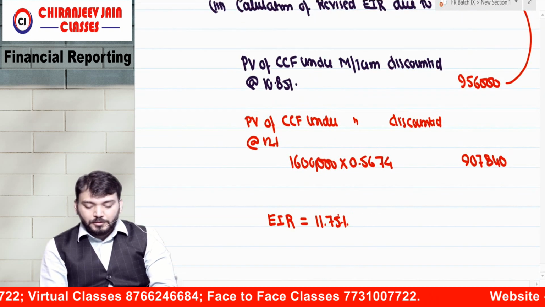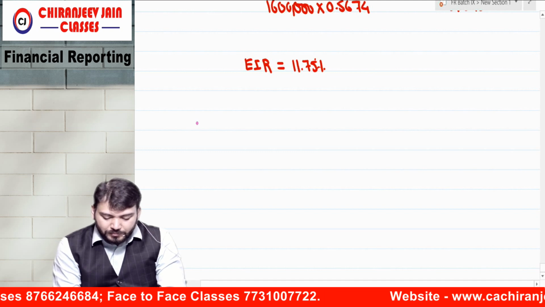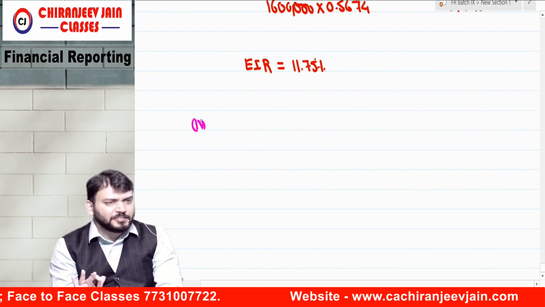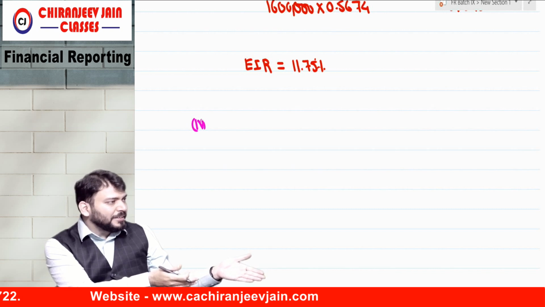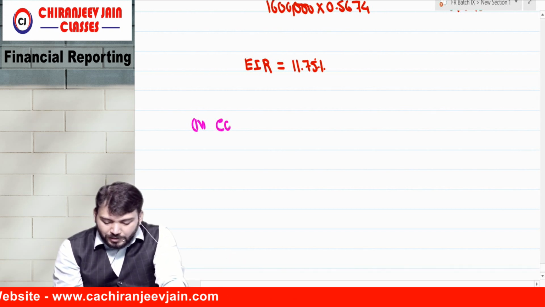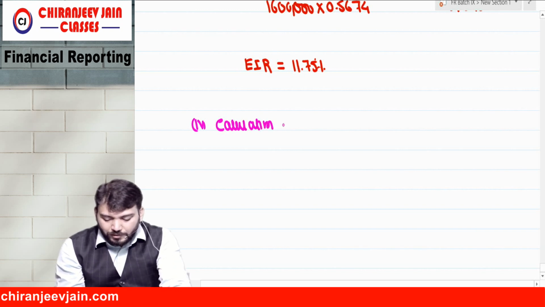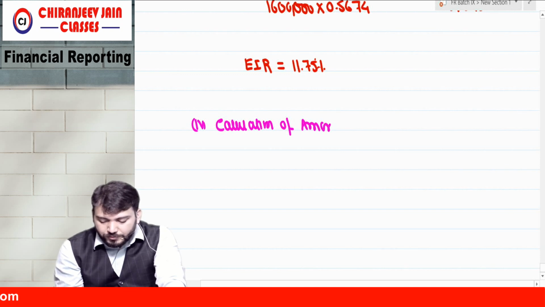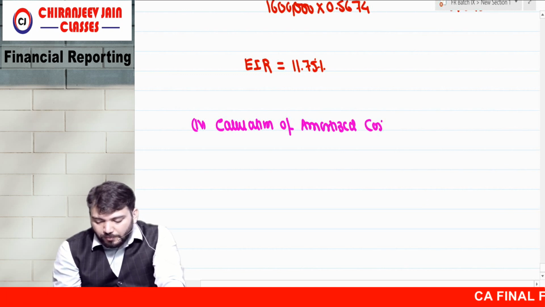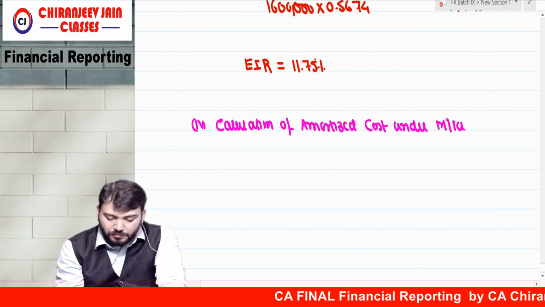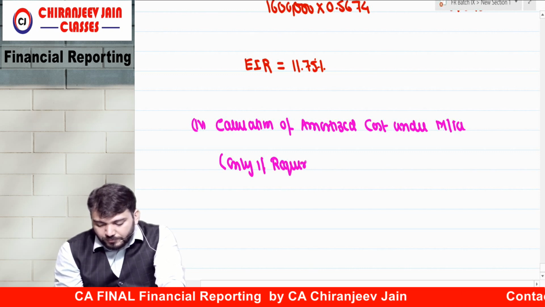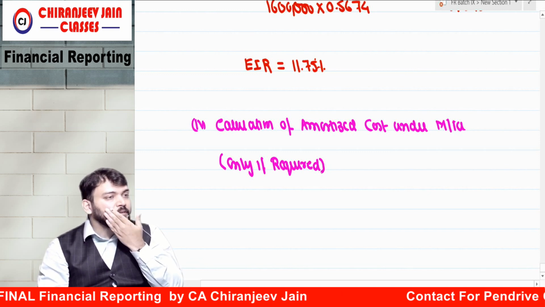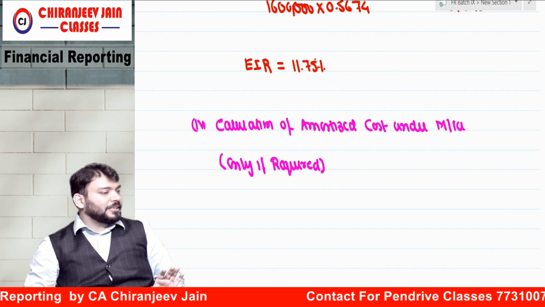Done. Then if they ask, you will pass the journal entry of interest expense. If they ask only the accounting treatment of 1 year, then only the interest expense journal entry due at the year end. But suppose they ask the calculation of amortized cost under modified terms, write it only if required. If they ask, we will do it, otherwise not. So normally they ask this also.